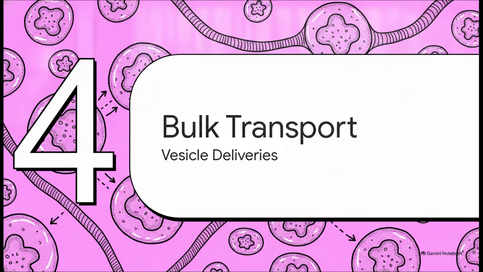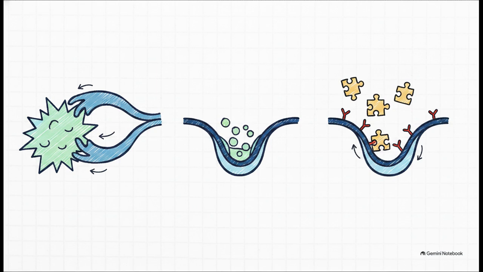All right, Section 4, Bulk Transport, Vesicle Deliveries. Sometimes the cargo is just way too big for a pump or a channel. That's where endocytosis comes in, and it's fascinating because the cell physically wraps its membrane around large materials, literally eating bacteria or drinking fluids. We call the eating part phagocytosis, which handles large particles like cellular debris.